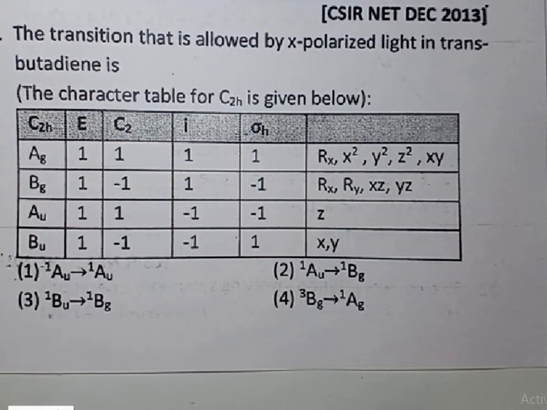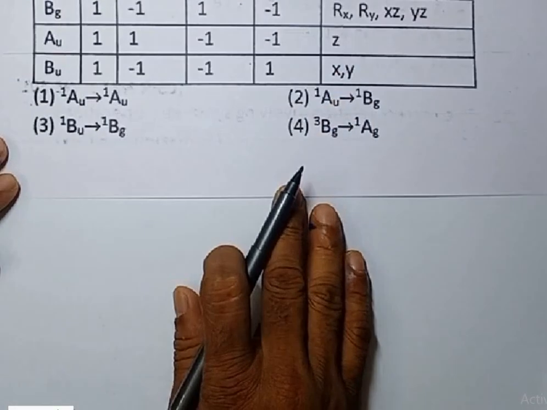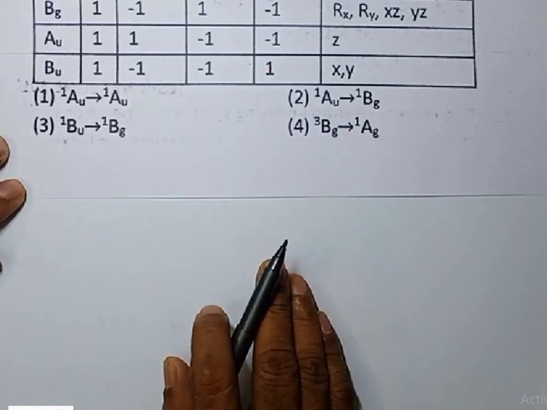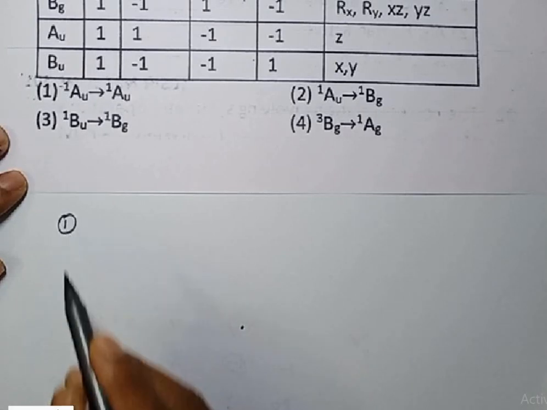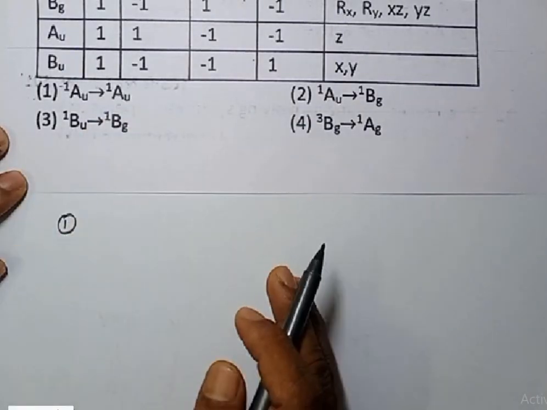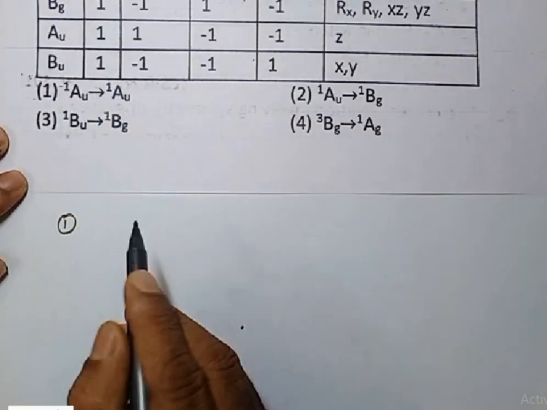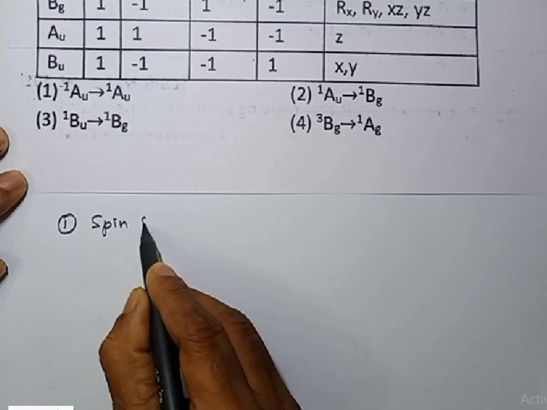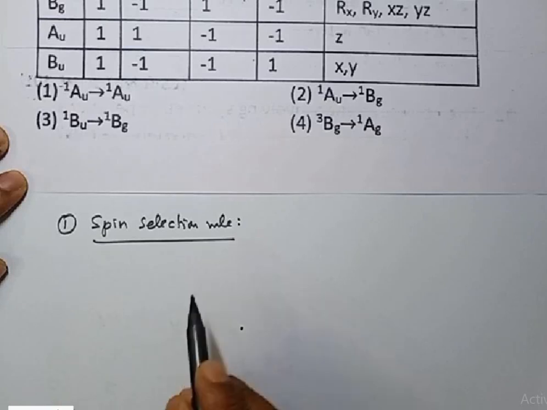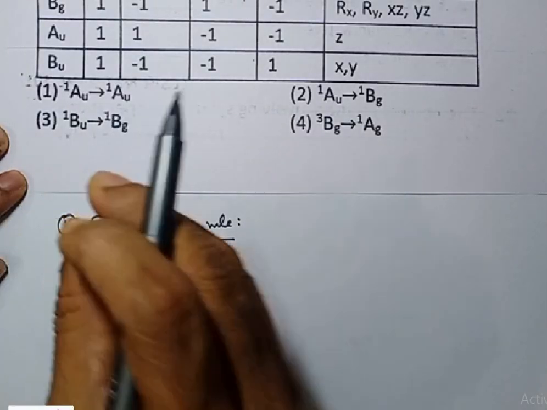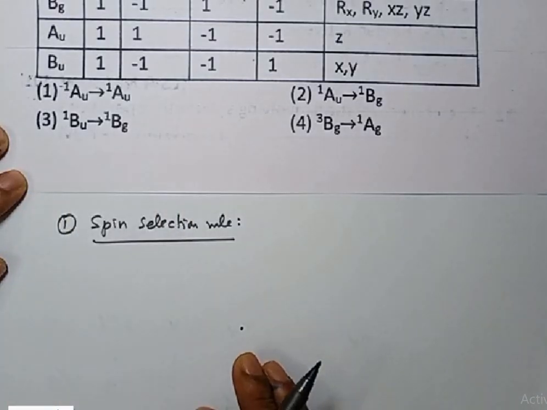Okay, how to go with this problem? Listen, we need to identify the X polarized allowed transition, right? First of all, listen carefully. You know very well, for an electronic transition to be allowed, you should see the spin multiplicity first. The spin selection rule is very important. What does this rule say? Spin of the initial state and spin of the final state should be the same, or spin multiplicity should be the same.